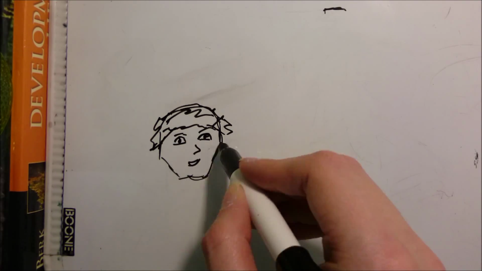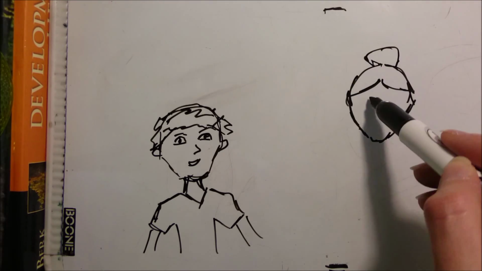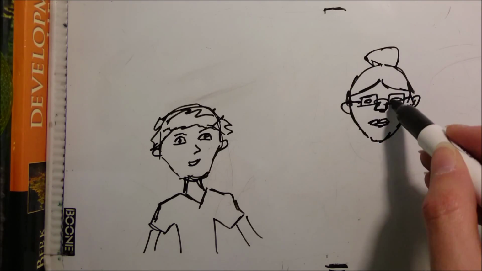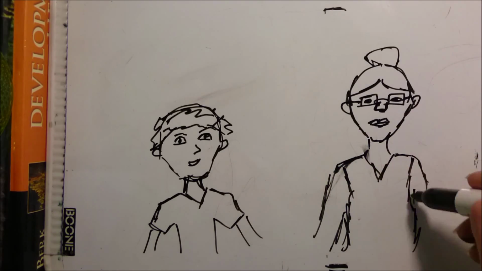This is Timmy. He is in the first stage of moral development. This is Timmy's teacher. Timmy behaves for his teacher in order to avoid being punished.